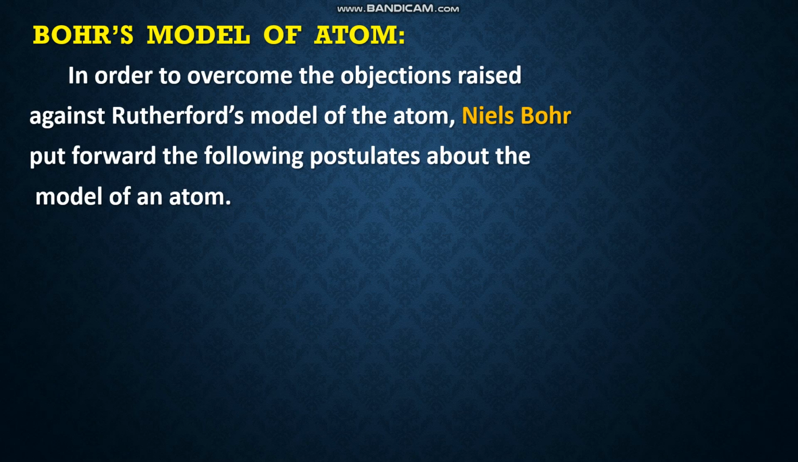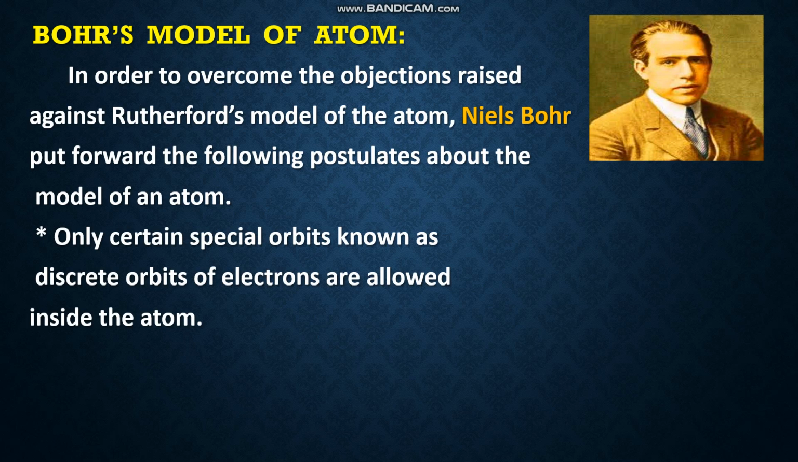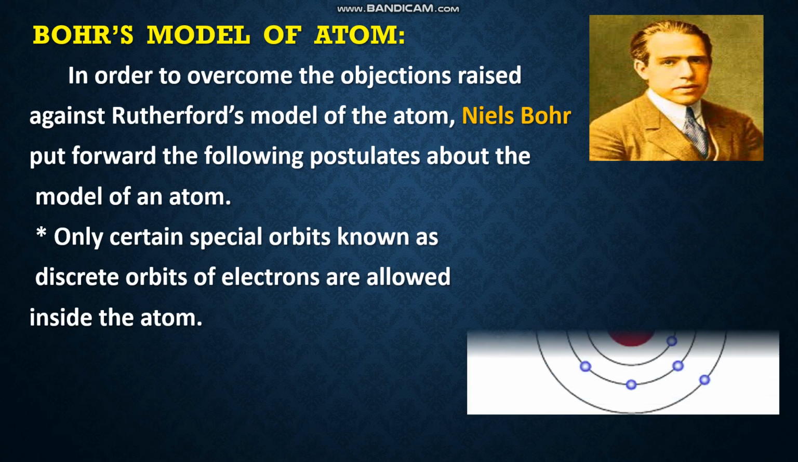Next, let us learn the Bohr model of the atom. In order to overcome the objections raised against Rutherford's model of the atom, Niels Bohr put forward the following postulates. Let us see what his postulates are. Only certain special orbits, known as discrete orbits, of electrons are allowed inside the atom.